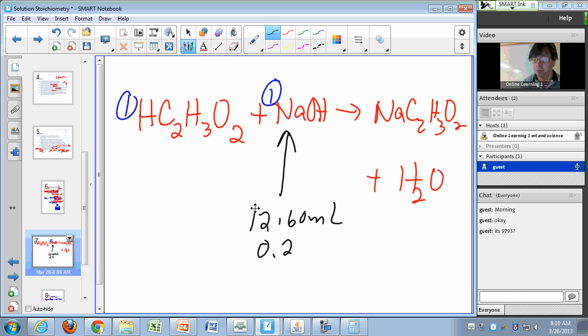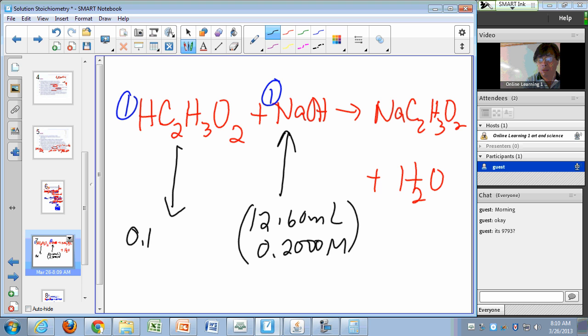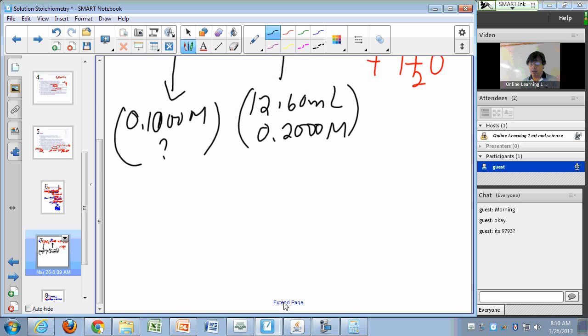And this is 0.2 molar. Normally, you should know this to more sig figs than that. So let's just say it's 4 sig figs, okay? So 0.2 molar, 12.6 milliliters. And then this one, you have 0.1 molar. The question is, how many moles did we have here? Okay. So in this particular case, you can say then molarity times volume of sodium hydroxide would give you moles.